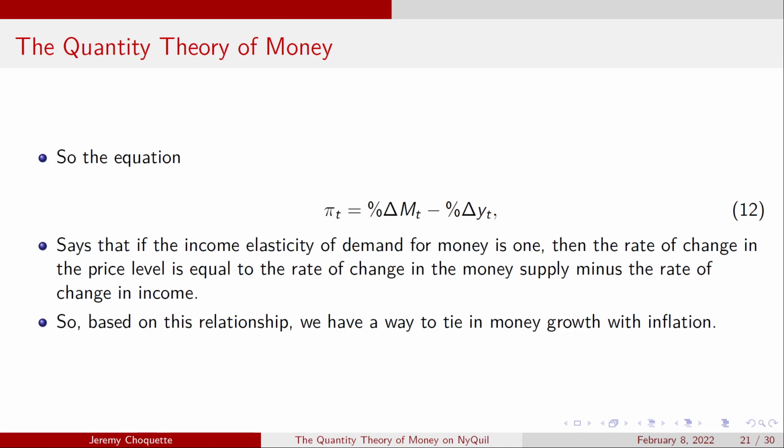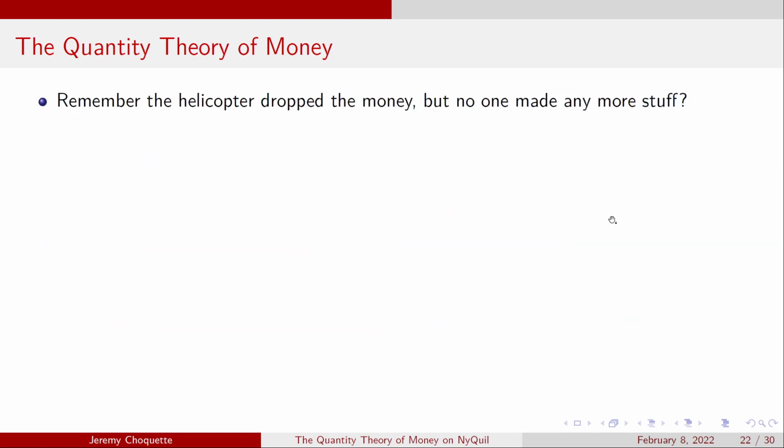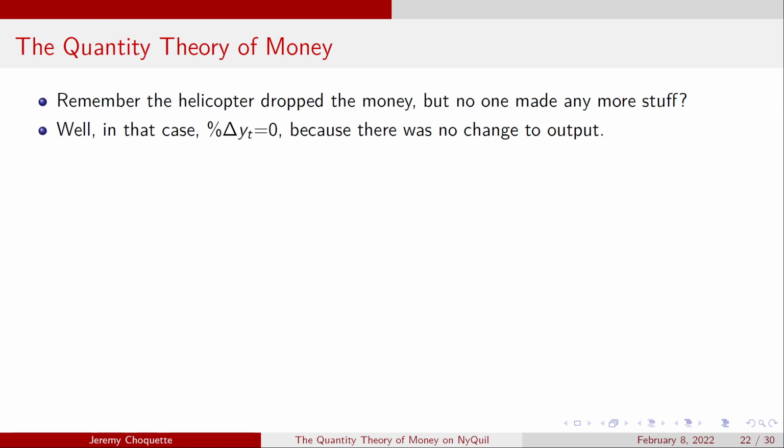Based on this relationship, we have a way to tie money growth in with inflation. Now, I talked about a helicopter drop, essentially, where I doubled the amount of money circulating in the economy. It's what's known as a helicopter drop. That happened, but no one makes more stuff.